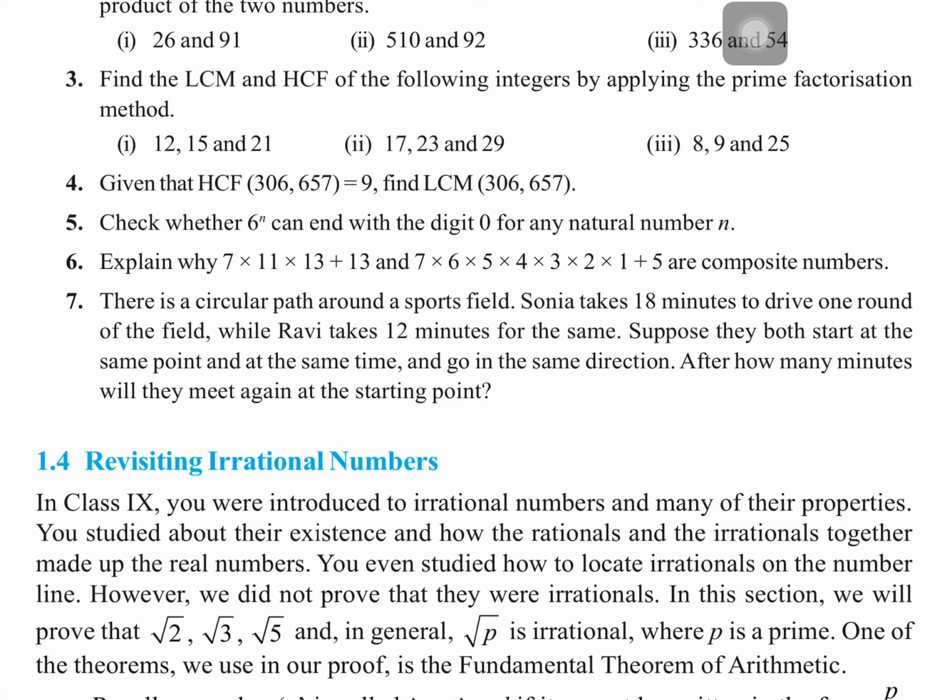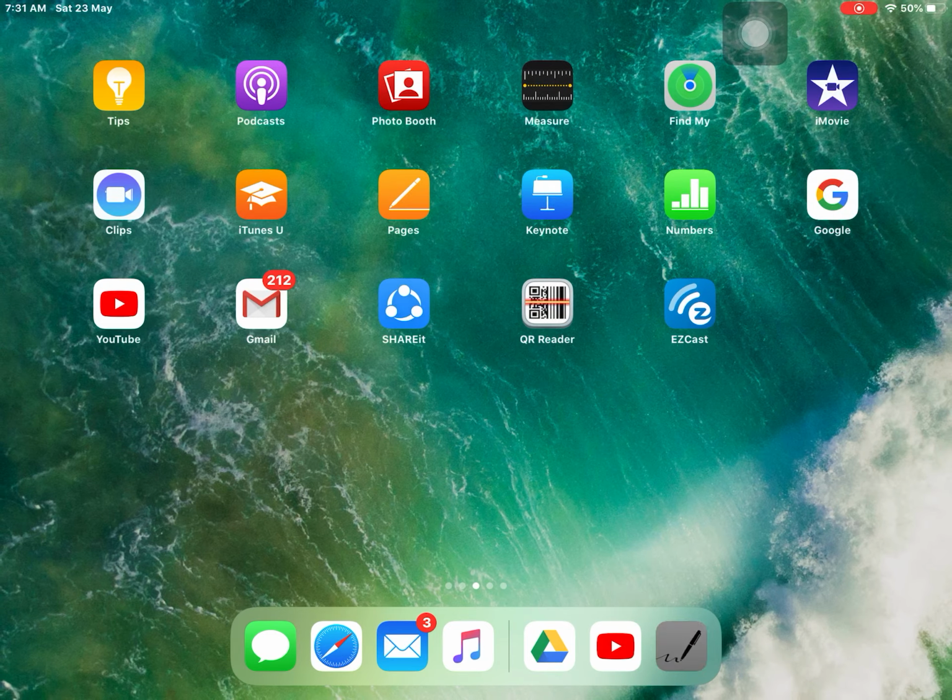Now question number 6. Explain why 7 into 11 into 13 plus 13 and 7 into 6 into 5 into 4 into 3 are composite numbers. Why are they composite? Think about it. Some students just multiply them and say a composite number is achieved. No, this is not the method of solving. 7 into 11 into 13 plus 13.